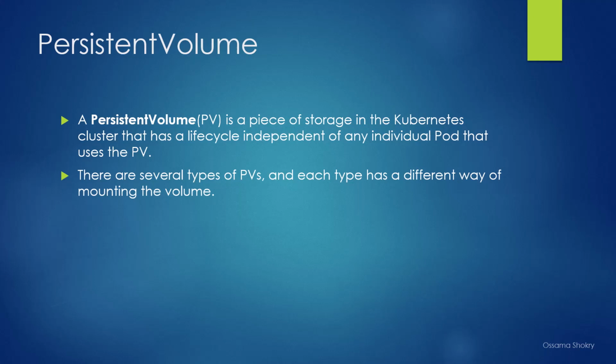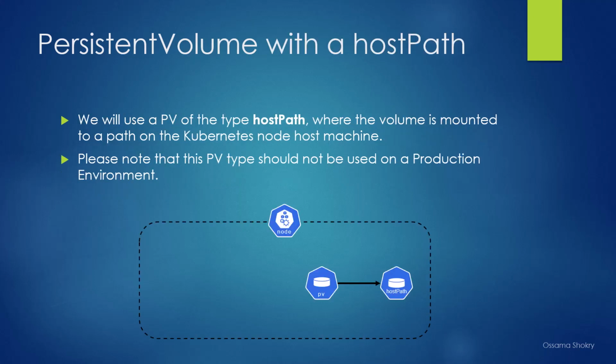There are several types of PVs, and each type has a different way of mounting the volume. We will use a PV of the type host path, where the volume is mounted to a path on the Kubernetes node host machine. Please note that this PV type should not be used on a production environment.